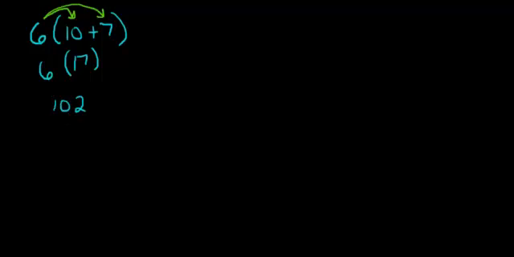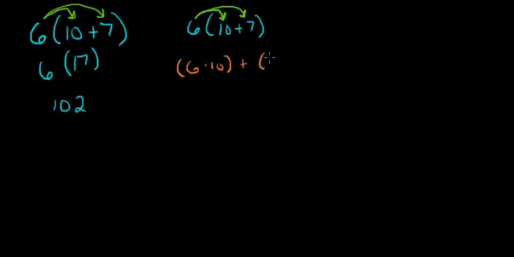By using the distributive property and multiplying times each of the terms inside the parentheses, what I get is I take 6 times 10 plus 6 times 7. Well, 6 times 10 is 60, 6 times 7 is 42, 60 and 40 is 100, plus the 2, 102. So a lot of times it will actually make the problems simpler, a little bit easier to break down and solve.